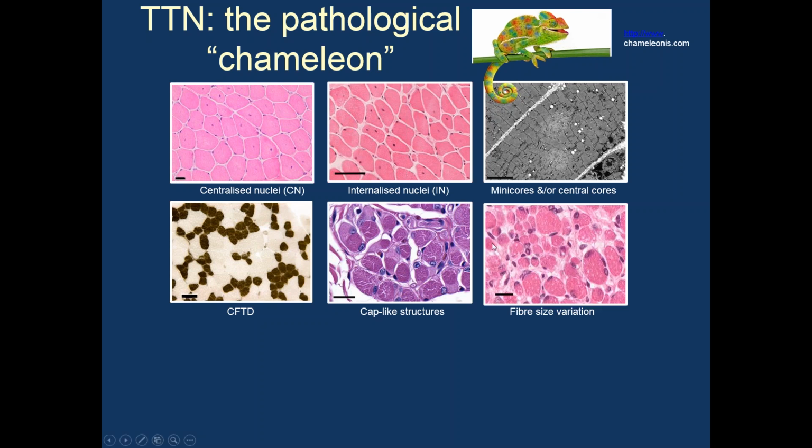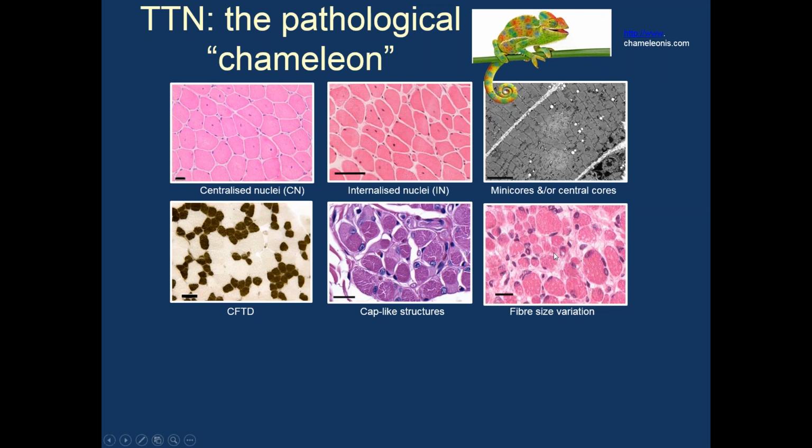And also one of the most common features was fibre size variation, so just really big differences in the sizes of the fibres. You can see in the first image of this slide that the fibres are relatively uniform in size, but you can see here this is a more typical feature.